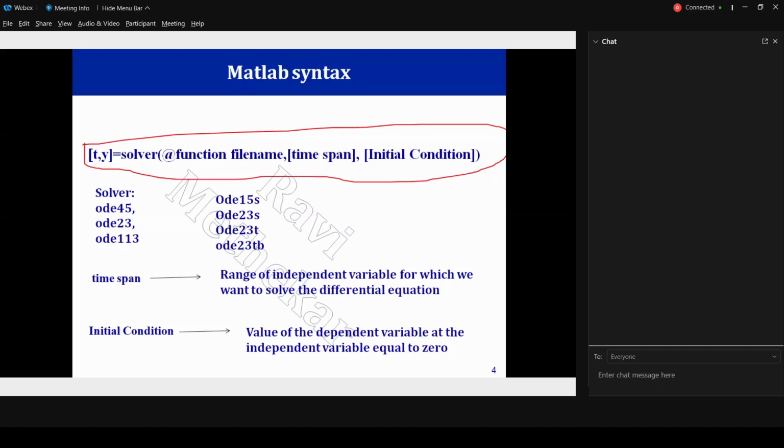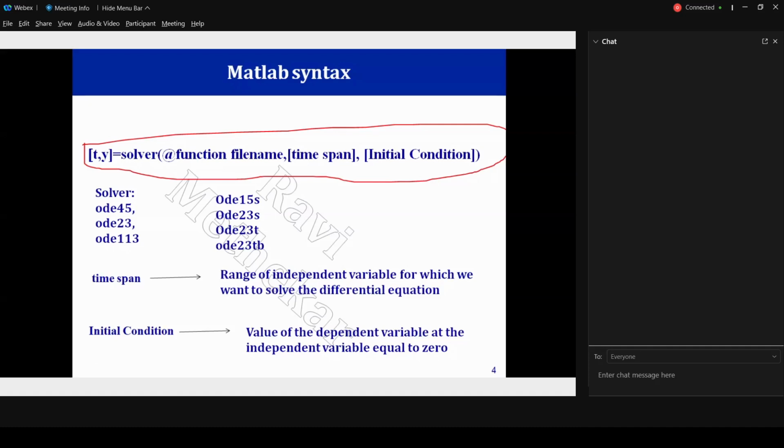It depends on the ODE and on our applications. We want to know how much time we want to march. That is the time span. So the second slot is for time span. Please do not interchange this. The second slot is for time span, the first slot is for function file name, the second is for time span, and the third is for initial conditions.